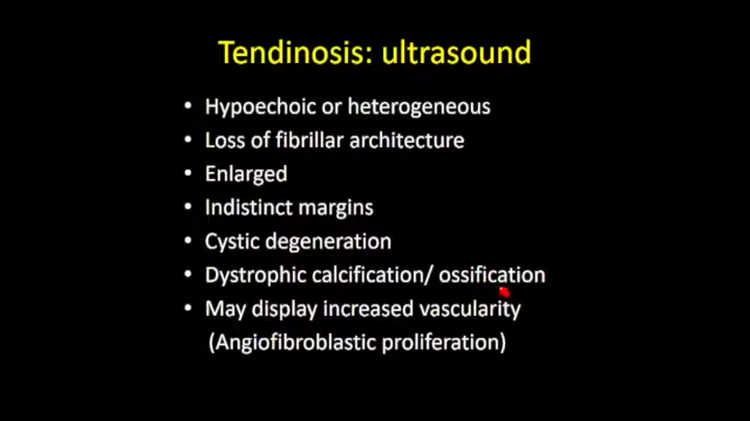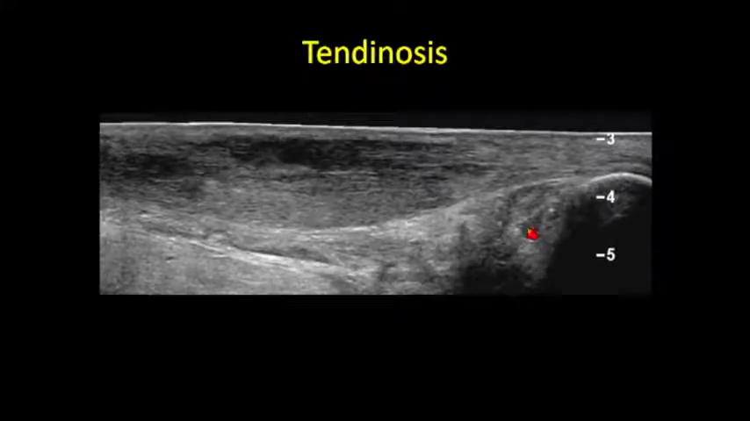Now, why is this important? Well, tendinosis typically appears either hypoechoic or heterogeneous on ultrasound. We lose that fibrillar architecture, so we don't want to artifactually do that by scanning incorrectly. The tendon may appear large, there may be indistinct margins, cystic degeneration, abnormal calcification or ossification, and we may see infiltration of abnormal vascularity in the form of angiofibroblastic proliferation, which is really just a fancy way of saying granulation tissue invests the tendon. So this is a typical example of what this would look like.